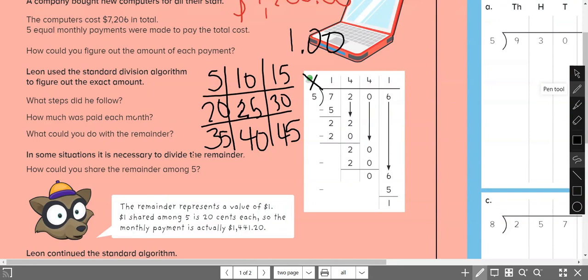We're just going to go ahead and write that amount in dollar form. So we're going to write 7,206, and we're going to add our decimal, and we're going to put dollars, okay? Just so we can visualize the dollar amount.